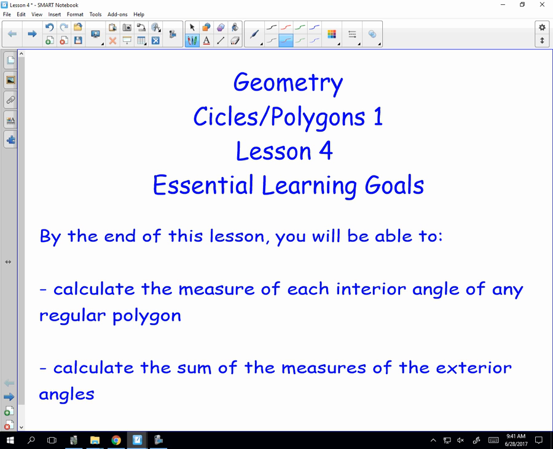We are going to look at calculating the measure of each interior angle of any regular polygon. We actually looked at this a little bit in the last lesson as well, so that will help us be a little bit quicker here. And then we're also going to calculate the sum of the measures of all the exterior angles of a polygon.